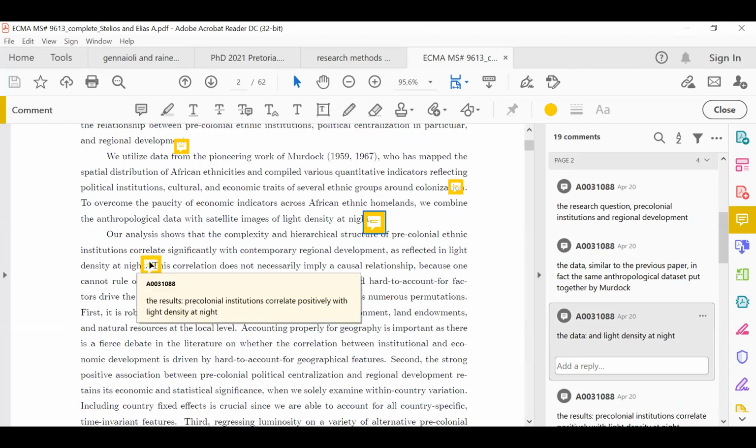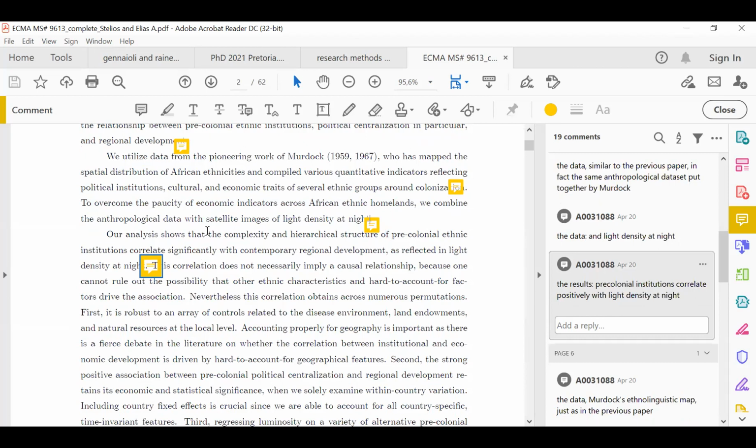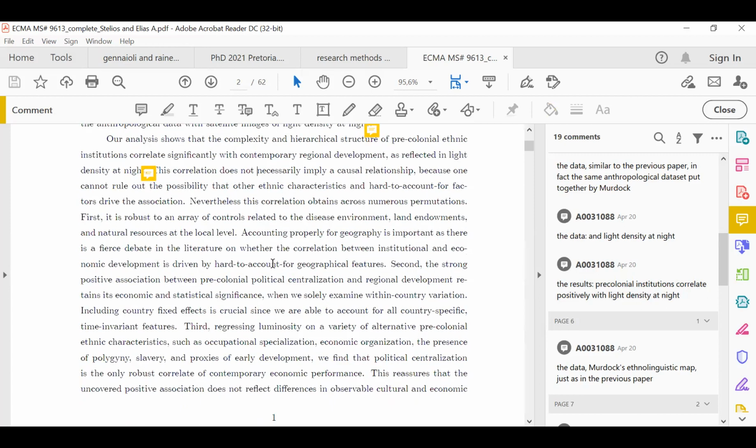What else did I find interesting? The results: the analysis shows that the complexity and hierarchical structure of pre-colonial ethnic institutions correlates significantly. Again, they are talking about correlations, with care, because at the end of the day they are using historical data, pre-colonial institutions, against contemporaneous development. It correlates significantly with contemporary regional development as reflected in light density at night. The results: pre-colonial institutions correlate positively with light density at night.